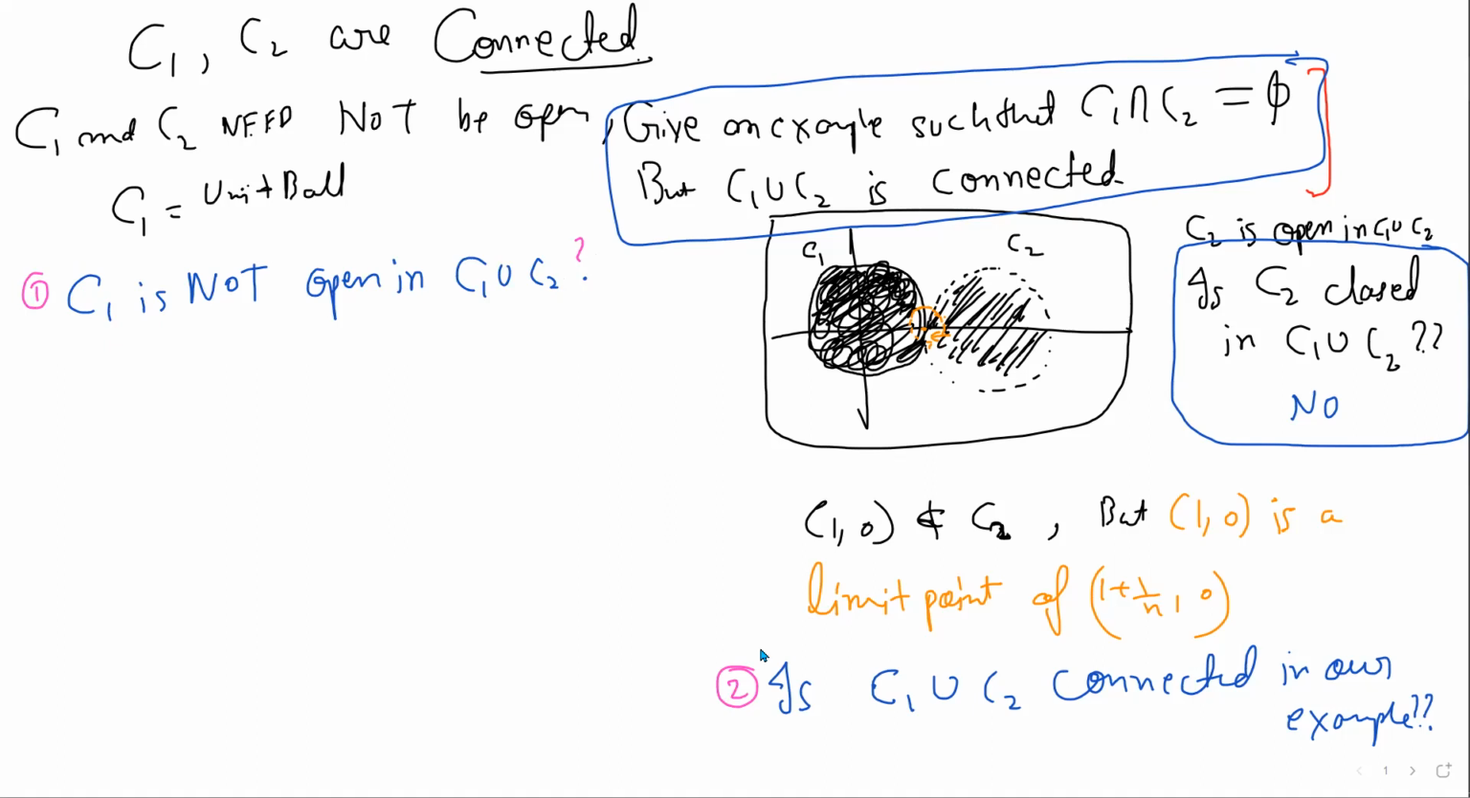Actually, I had not prepared for this. I was going to ask, as last time, if C1 and C2 are connected and C1 intersection C2 is not empty, then what can you say about C1 union C2? But I think this is the thing that we learned today. I think I can say I learned something new.